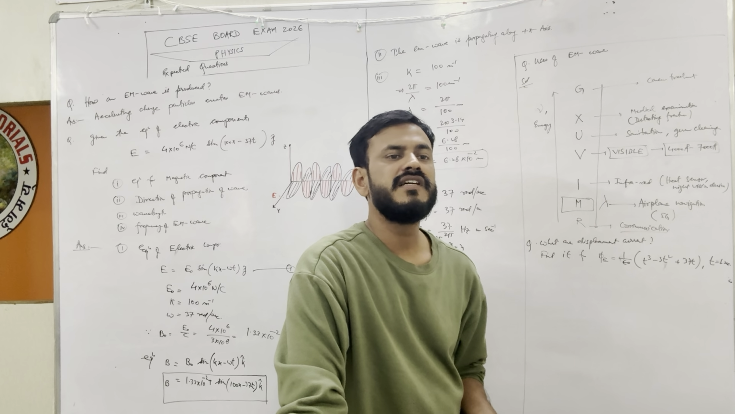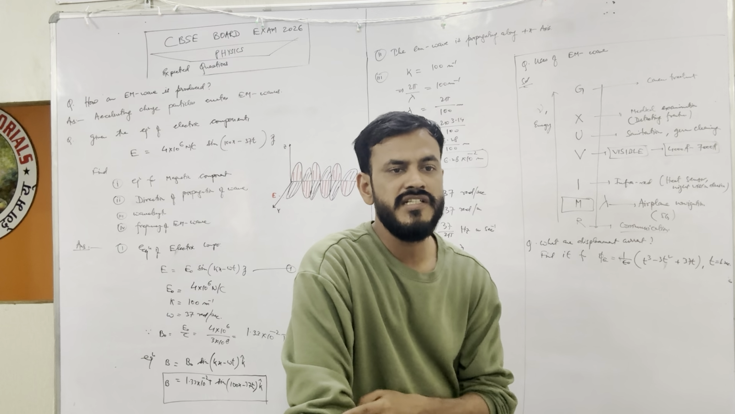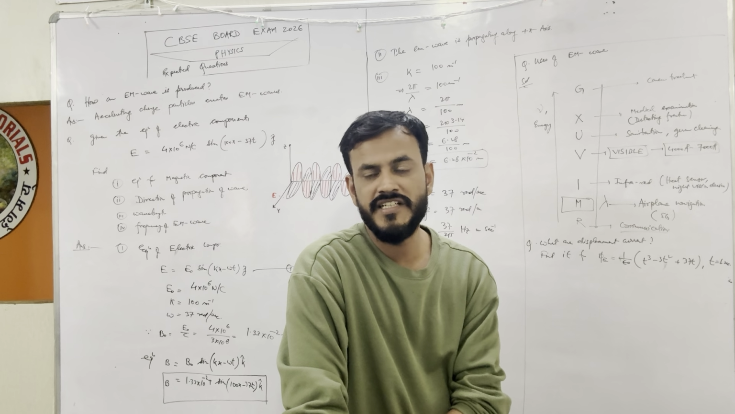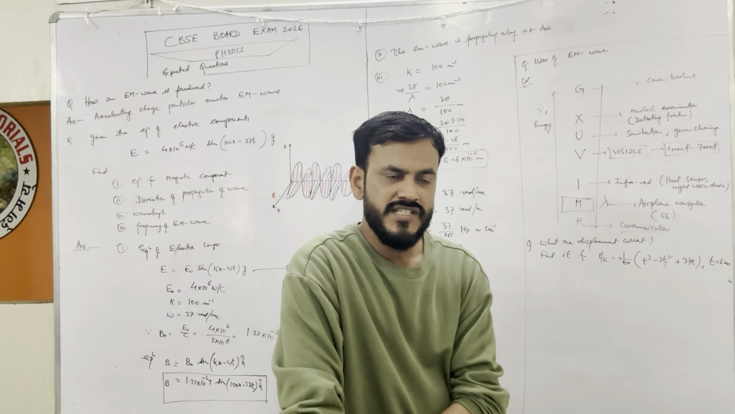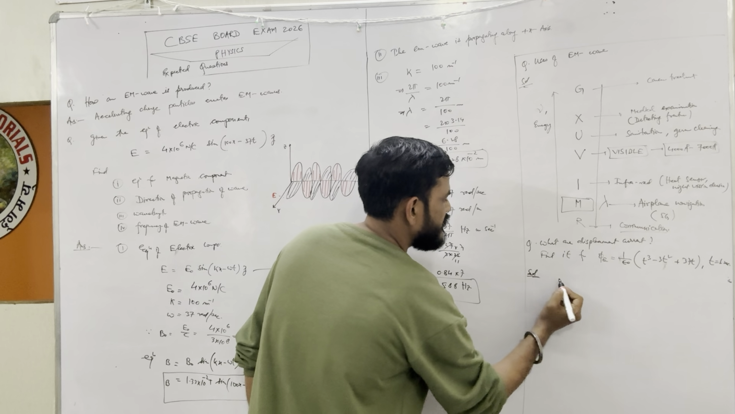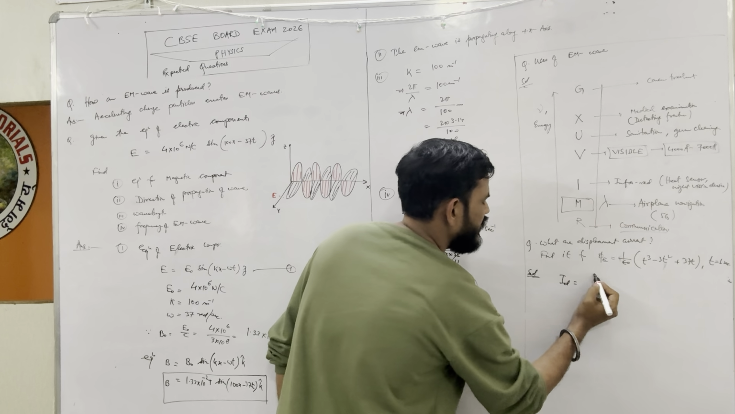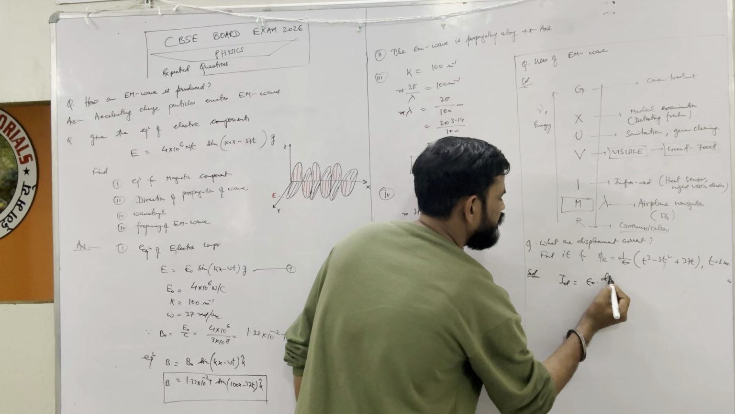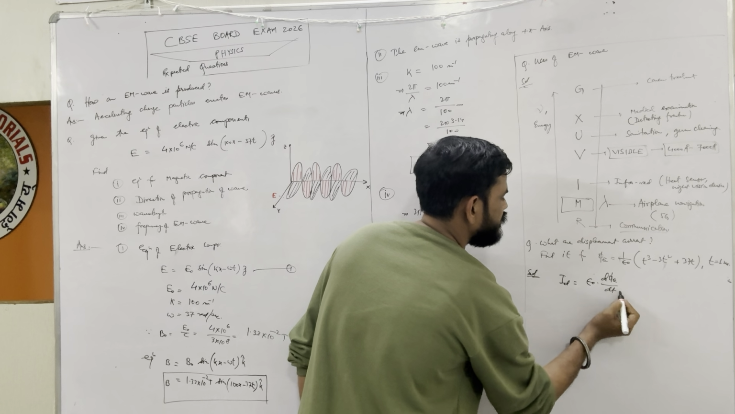Displacement currents are the currents which flow when there is a change in electric field or electric flux. So when there is a change in electric flux, displacement currents flow. So displacement current ID is given by epsilon naught d phi e by dt.